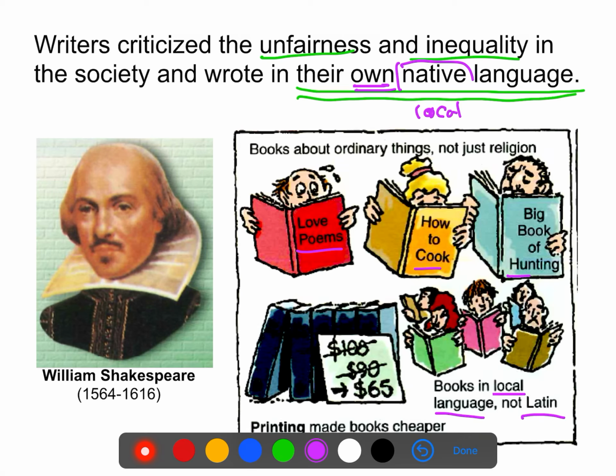One of the famous writers at that time was William Shakespeare. He wrote a lot of famous stories, for example Romeo and Juliet, A Midsummer Night's Dream, or Hamlet, etc. So there were a lot of famous plays written at that time.